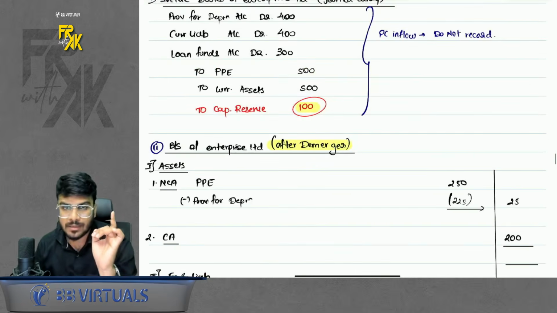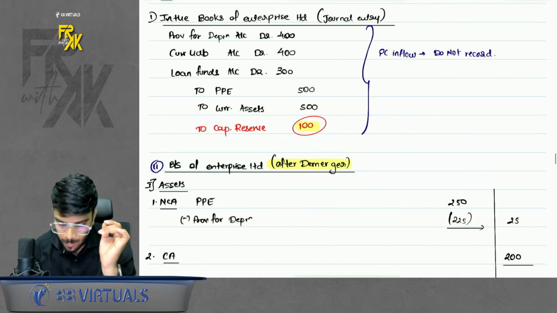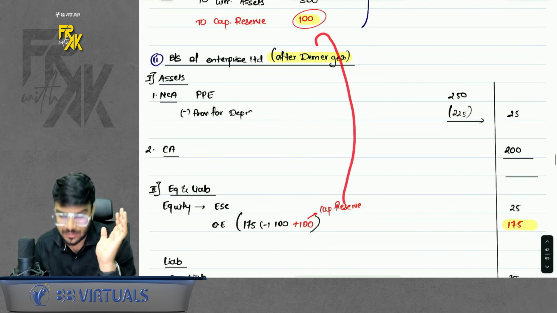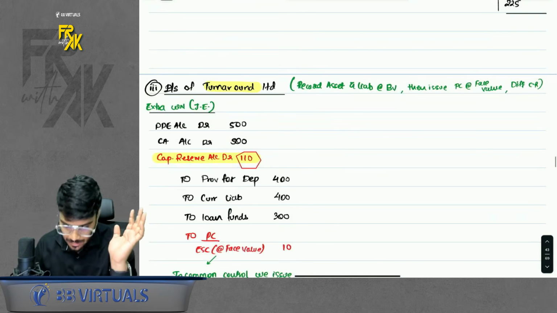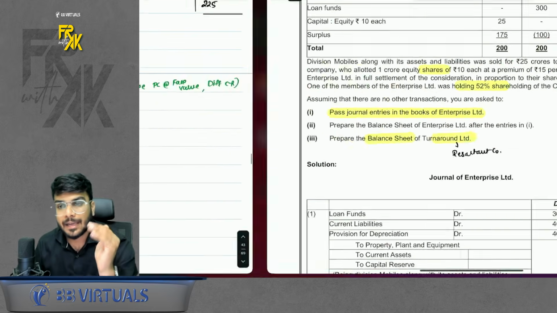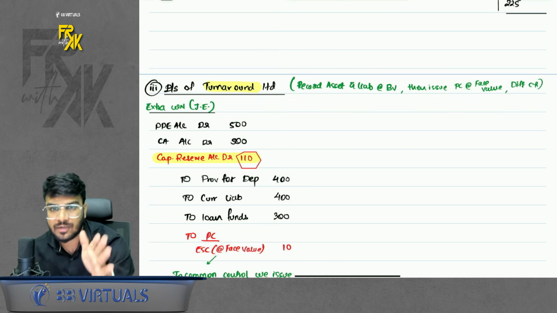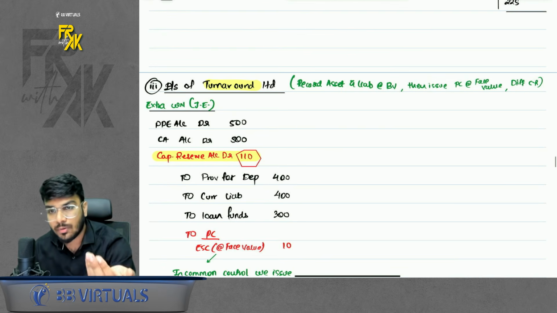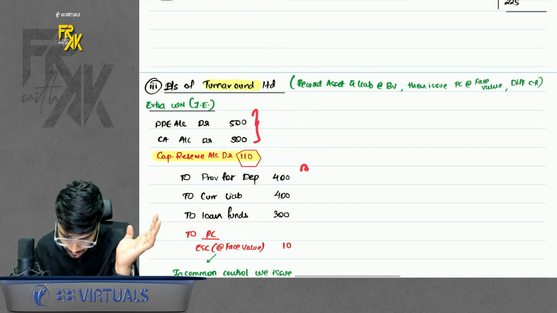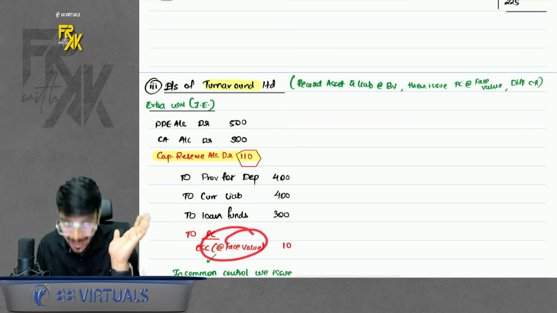Only one extra point will come, because when you were removing the mobile division, a capital reserve arose. Don't forget to take the effect of this capital reserve here. That's it. Simple. Then they have also asked for the balance sheet of Turnaround Limited, the new company. In case of Turnaround, do not directly prepare the balance sheet. First pass the entry. What is Turnaround doing? It is a case of demerger under common control. So take over the assets, take over the liabilities, and issue the PC at face value only.